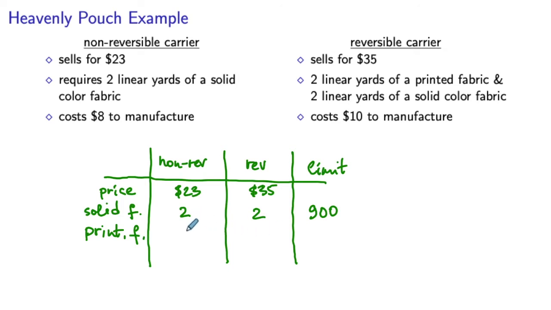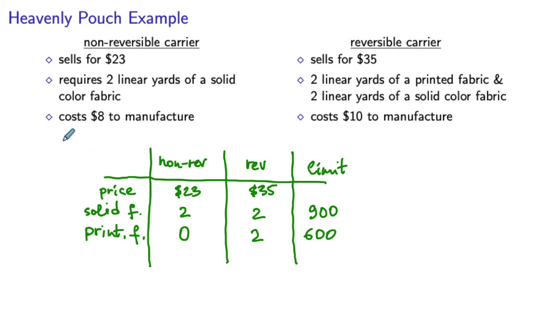The printed fabric is not used for non-reversible carriers. So here we have 0. And we use 2 linear yards of printed fabric for reversible carriers. And then we had 600 linear yards of printed fabric available. So this is our limit for this resource.